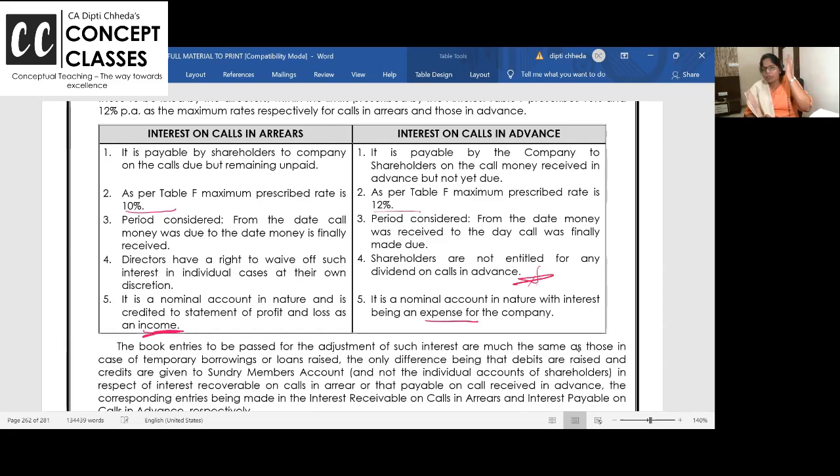Instead of paying 7 rupees, I paid completely 10. Please pay me dividend on 3 rupees extra. No, 3 rupees is call in advance. When it becomes a part of the capital, then we will pay the dividend. 10% and 12%. This is income, this is expense.